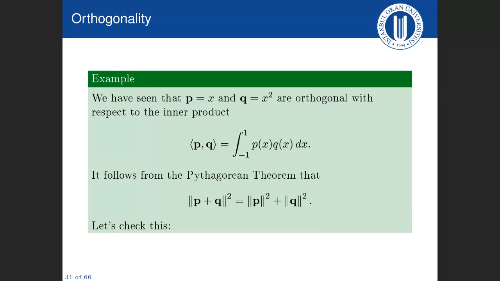Let's go back to the previous example. We were looking at the vector space P2 with this inner product, and we had P was the polynomial, or the vector, x, and Q is the polynomial, or the vector, x squared. We've seen that these are orthogonal to each other. So by the Pythagorean theorem, we should have that the norm of p plus q squared is equal to norm of p squared plus norm of q squared. Let's check this. We've already calculated the norm of p and the norm of q. We just need to calculate the norm of p plus q and then see if this formula is true.